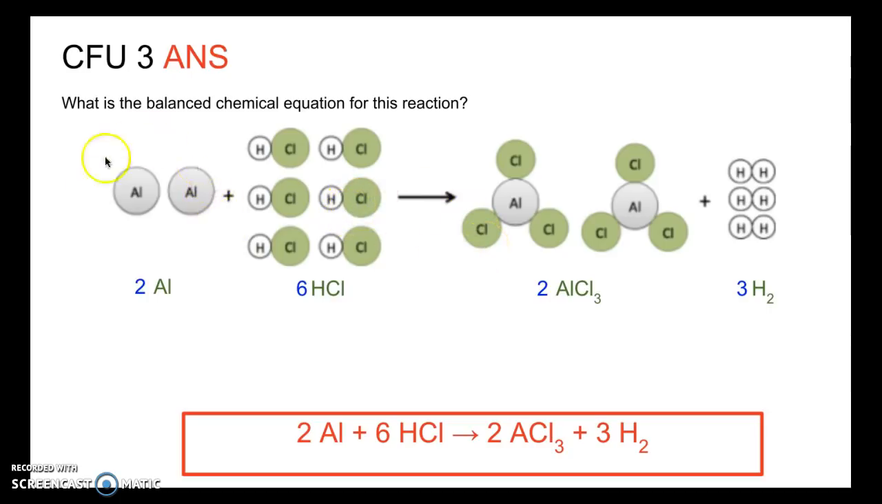Now, one thing you may be thinking is, well, why isn't this Al2? So let's talk about why this is not Al2. Notice, are the 2 aluminum atoms connected? No, they're not. There's a space in between them. So if there's a space in between them, they're 2 separate groups, just like how there are spaces in between the 6 HCls. So if there are spaces in between them, we'll use coefficients. All right, that's it for part 2. Next part is part 3.